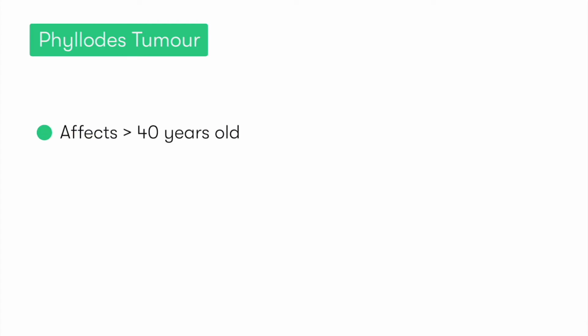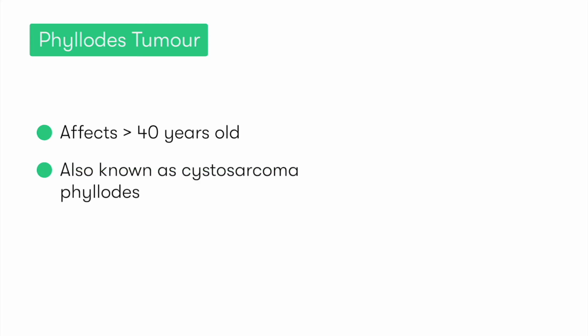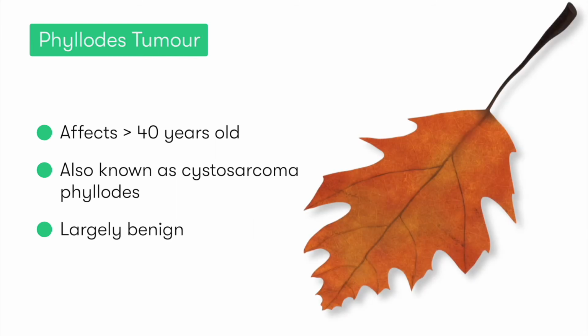Our next ANDI is phylloides tumours, which typically affect patients who are older than 40 years of age. Phylloides tumours, which may also be known as cystosarcoma phylloides, are largely benign tumours, whose name comes from the Greek word phylloides, which means leaf-like, and refers to the fact that the tumour cells grow in a leaf-like pattern.